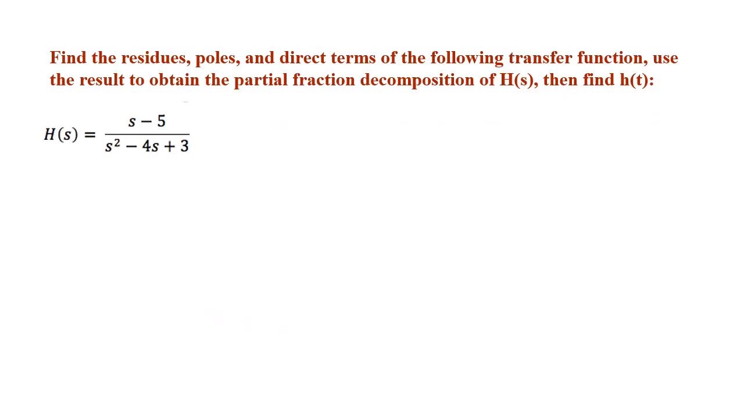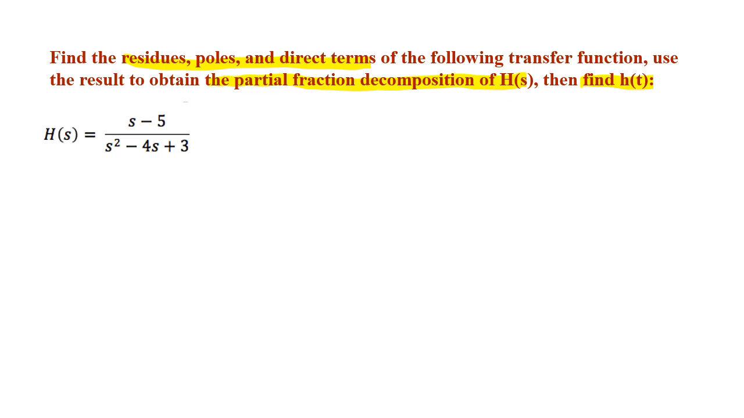Now we're going to do another example, but this time we're required to find the residues, poles, and direct terms of the given transfer function, and then we're required to use the results of the residues, poles, and direct terms in order to find the partial fraction decomposition of H(s), and finally we're required to find h(t). So there are 3 parts to this question. We're going to start with the first part, which is finding the residues, poles, and direct terms, and these can all be found using one function in MATLAB.